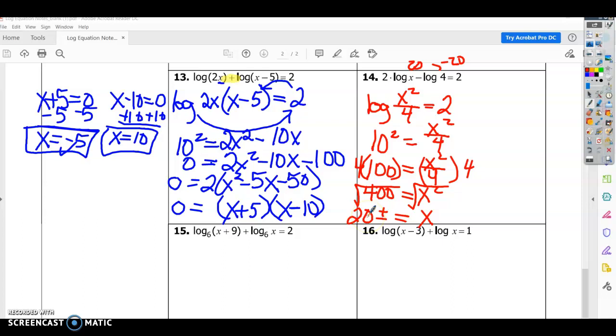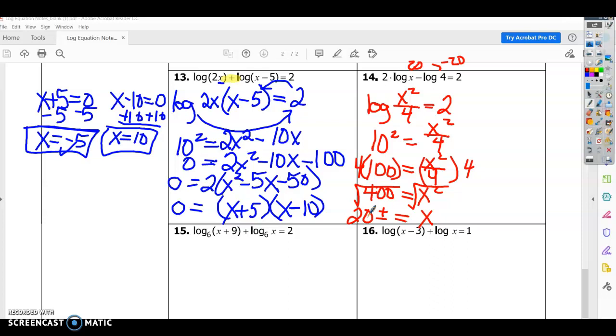Then if I go 2, and I type in log again, and this time I'm going to put negative 20, and then minus log of 4, sorry. And then I hit enter. It says non-real answer. So that means negative 20 would be an extraneous solution. So this one will have one real solution.